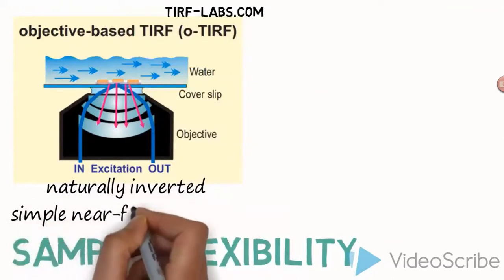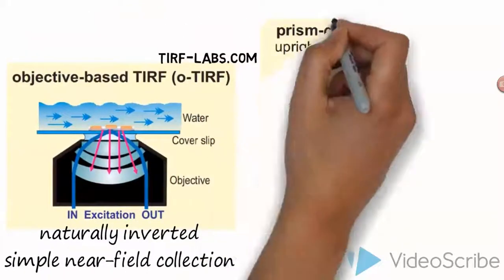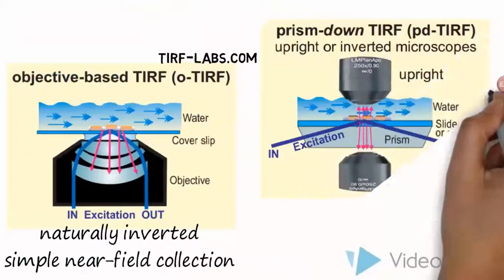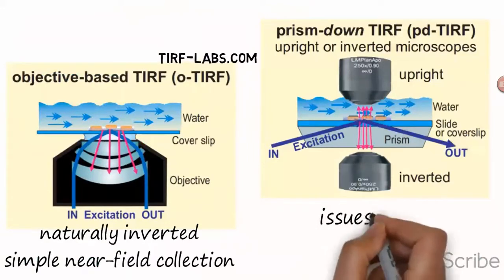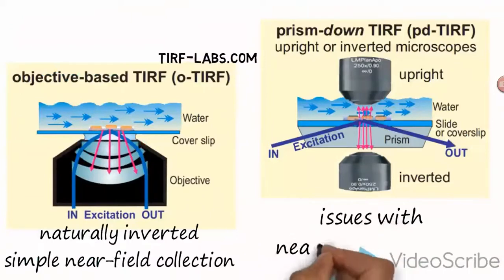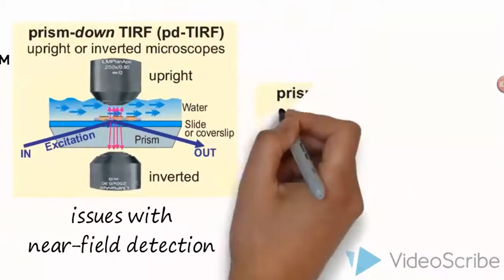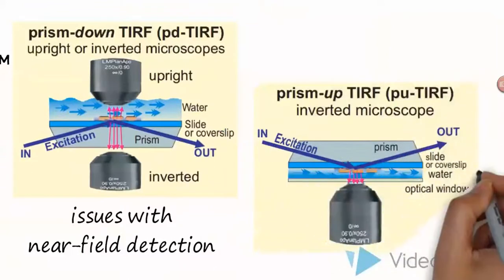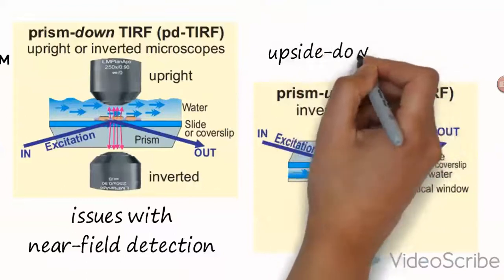P-TURF, on the other hand, has the evanescent wave generating on the opposite side of the sample, away from the objective. This means that the fluorescent signal needs to pass through the bulk of the sample to reach the objective. Alternatively, if you want to put the objective below the system, the prism is in the way. This is going to limit near-field collection. The whole p-TURF setup can be inverted, but when this is done, some limitations to sample preparation ensue because the sample holder is now upside down.